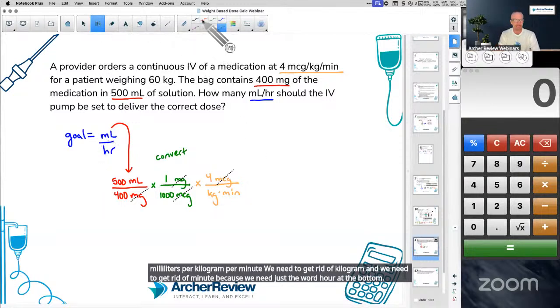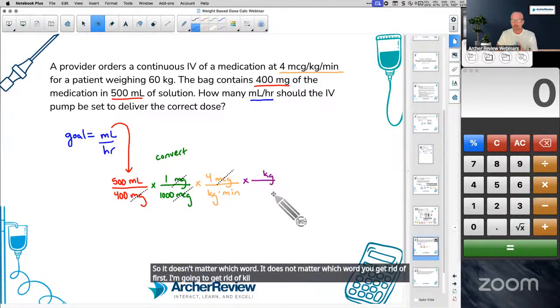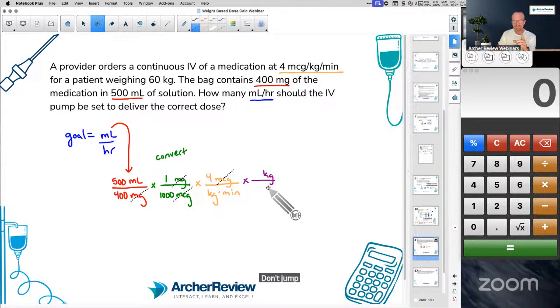It doesn't matter which word you get rid of first. I'm going to get rid of kilograms. Don't jump the gun and think that you have to convert every time. We do not have to convert here because the client's weight is already given to us in kilograms.